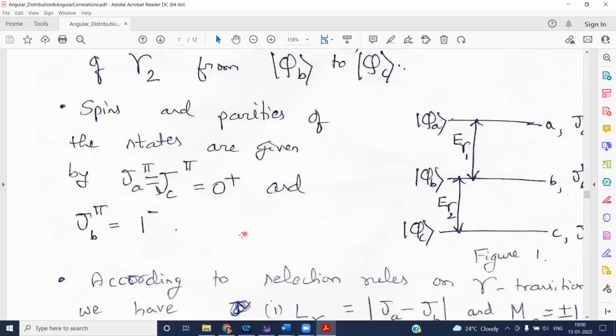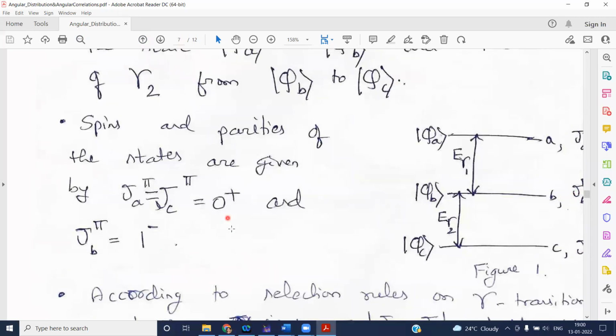If you are with me, I will get an answer. If you are not with me, you should raise a question. Are you able to hear me? If you have a doubt, please ask. Otherwise, answer my question. Given a J, what is M? Minus J to plus J.